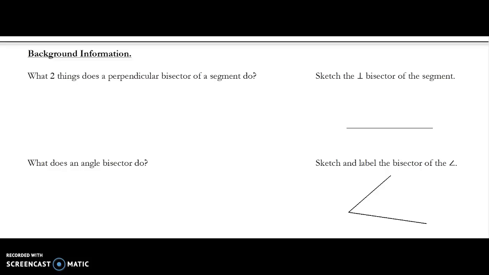Hi, what we're going to learn today is perpendicular and angle bisectors. So some background information, because we have seen these before earlier in the year. Two things that a perpendicular bisector segment does is that it creates a midpoint and it has 90-degree angles.